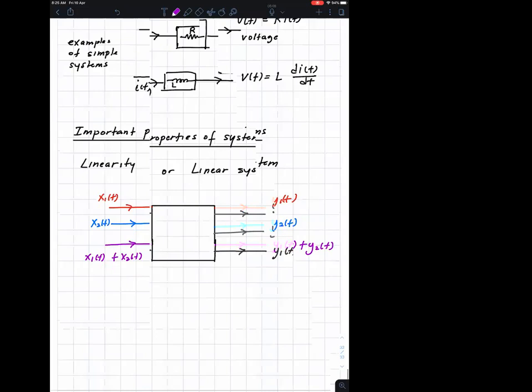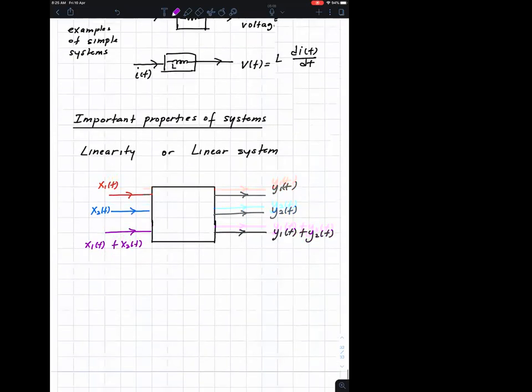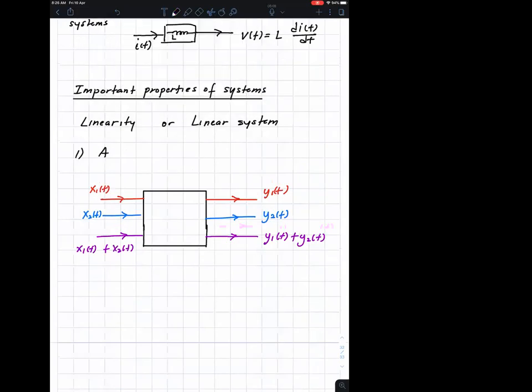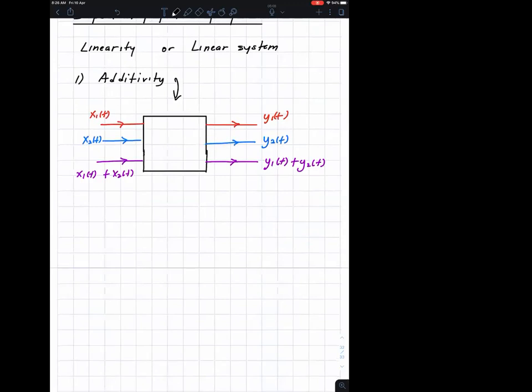So to check for linearity, there are two things you must confirm. One is additivity. We should be able to add individual signals. That's one thing you must meet. The second criterion you must meet is homogeneity or scaling.